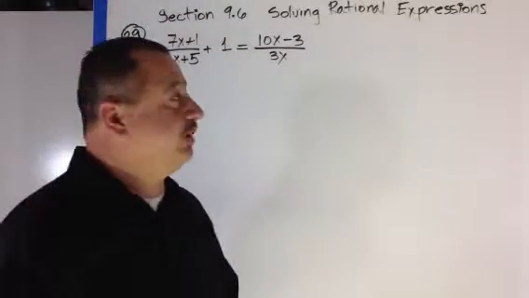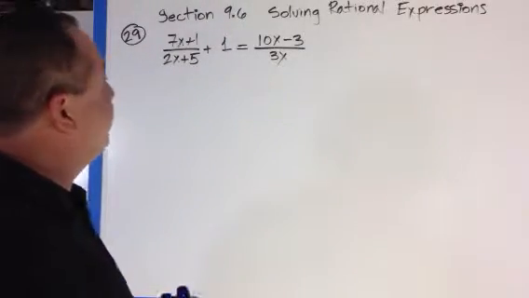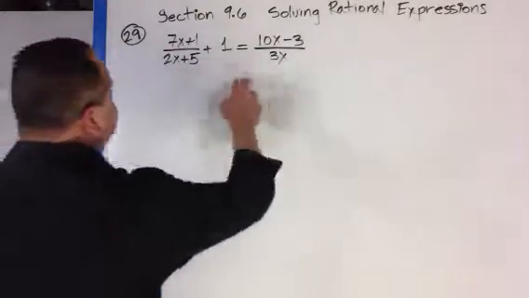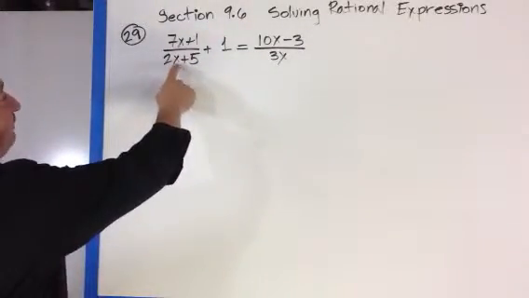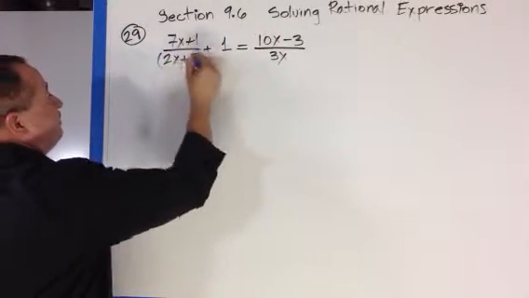Hi, and welcome back. We're going to be solving number 29 on your homework assignment in section 9.6, solving rational expressions. Okay, the first thing we want to do is factor the denominators. We cannot factor that any further. We cannot factor that any further. So I'm just going to go ahead and put parentheses around them.